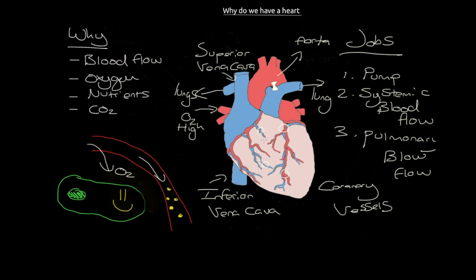And then the coronary veins will be the ones that take the low oxygen blood away from the heart, and that's basically the overview of the heart.